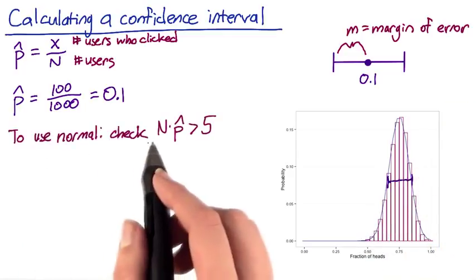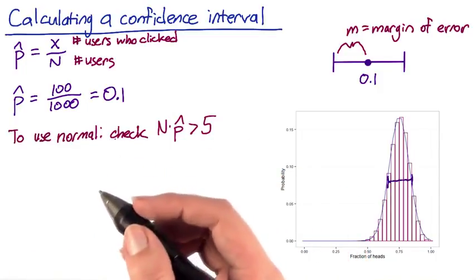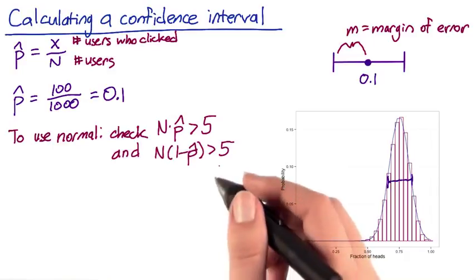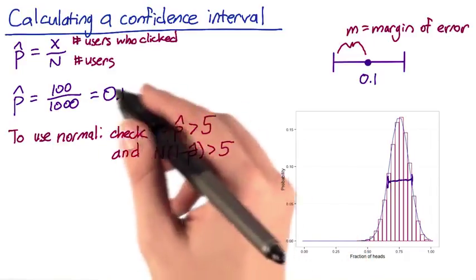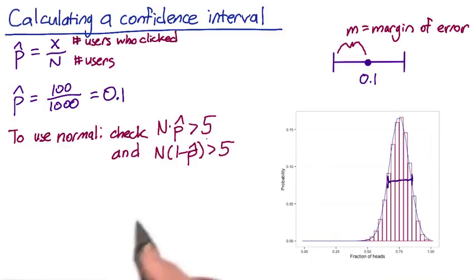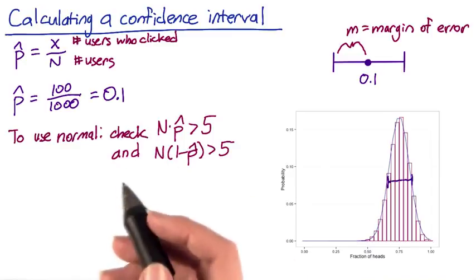A good rule of thumb is that if n times p hat is greater than 5, it's safe to assume a normal distribution. You should also check that n times 1 minus p hat is greater than 5, but for small click-through probabilities like we usually see, this is the more stringent condition. In our case, n times p hat is 100, so the assumption should be safe here.